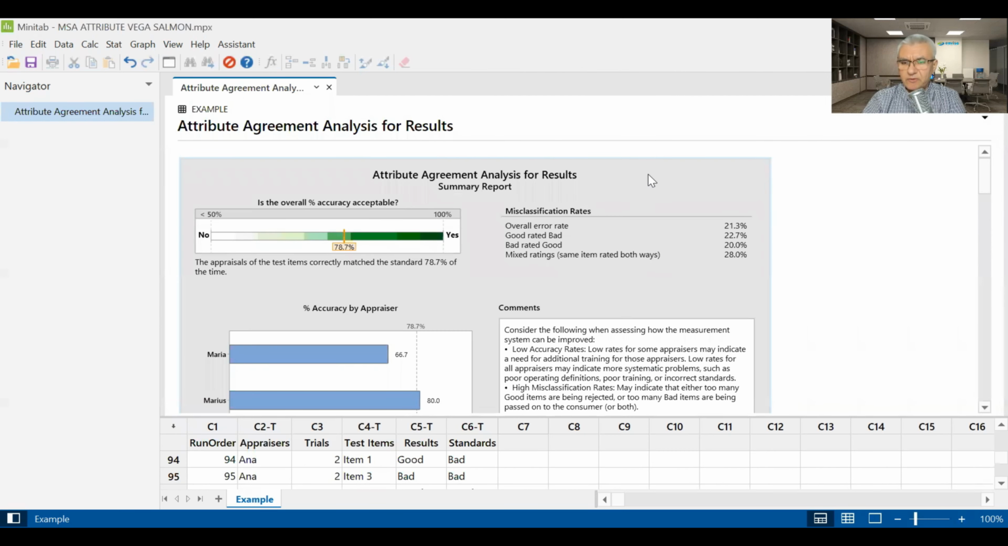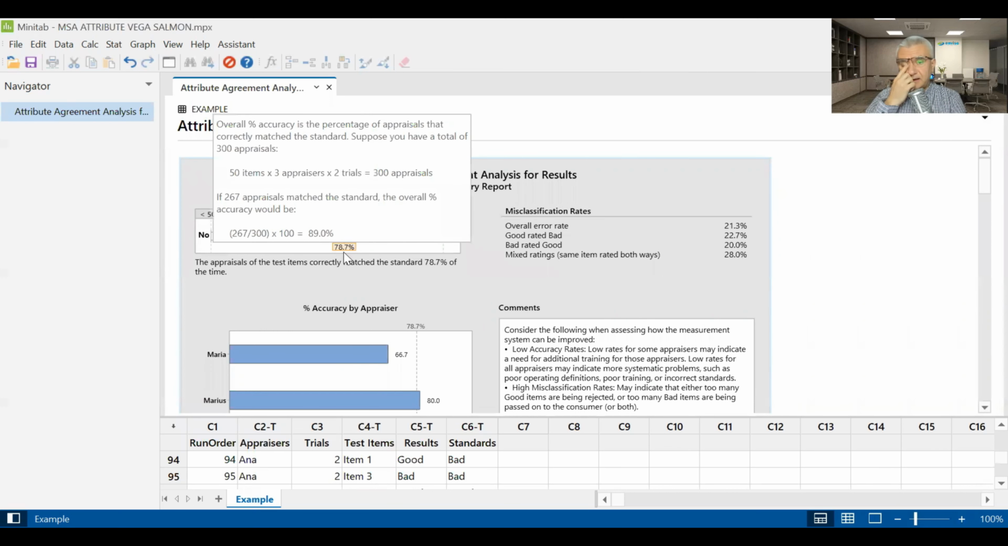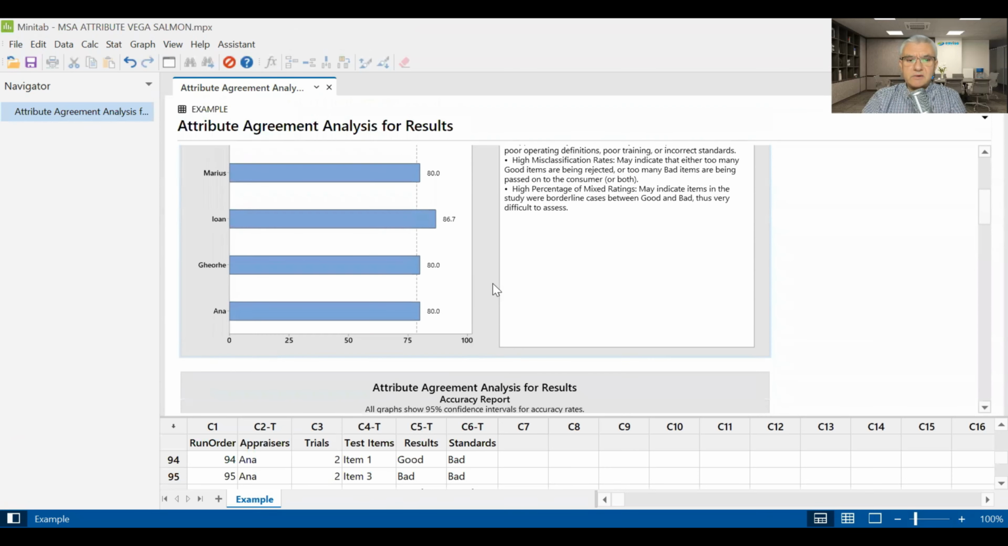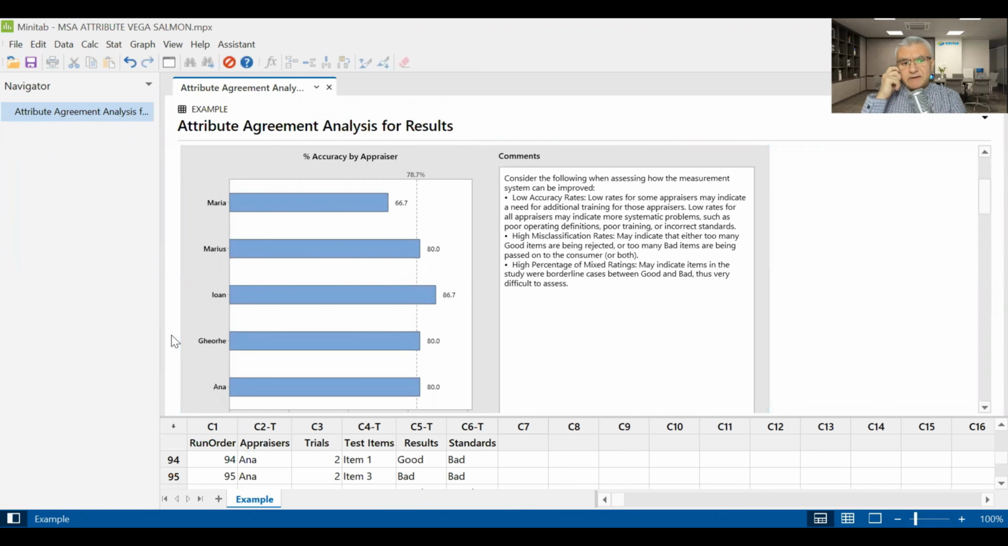Now we have the overall performance of the team, 78%, which is not very good, I would say. We have overall error rate, 21%, good rated bad, 22%, bad rated good, 20%. Mixed ratings, same item rated both ways, we have 28%. Now, we can see here my fictitious team: Maria, Marius, Ioan, Gheorghe, and Anna. We have the team average, and we can see that Maria is below this average, only 66% accuracy for her.